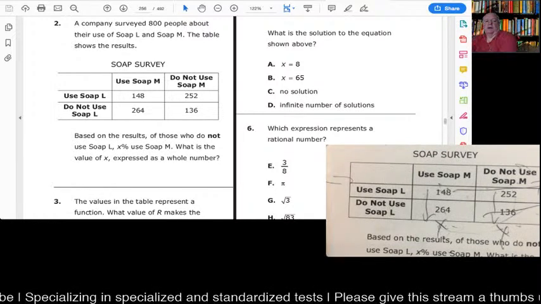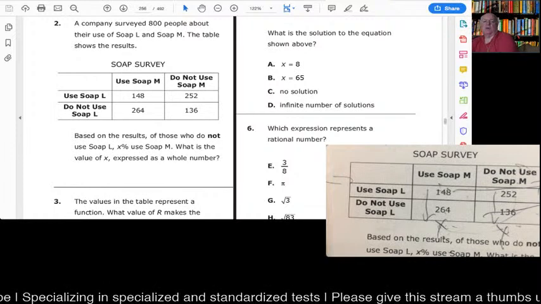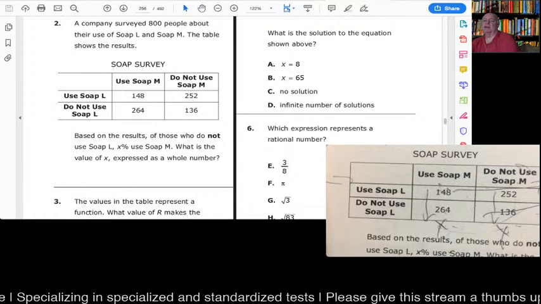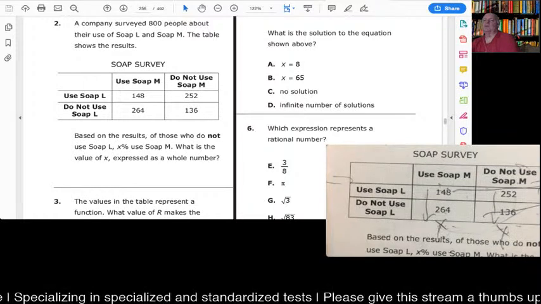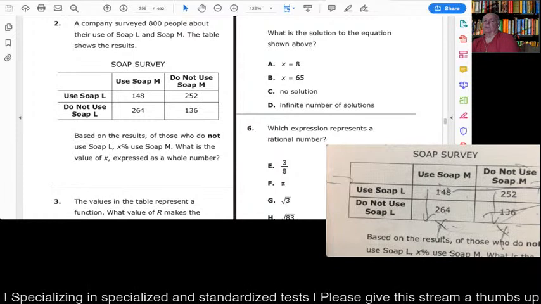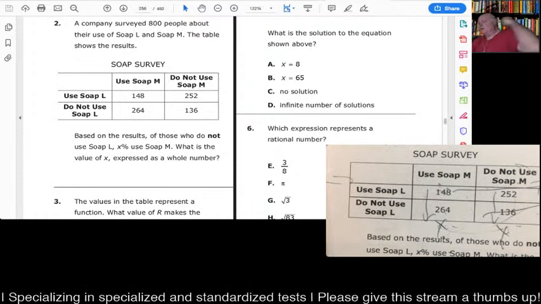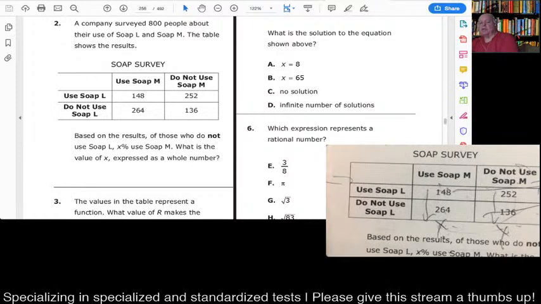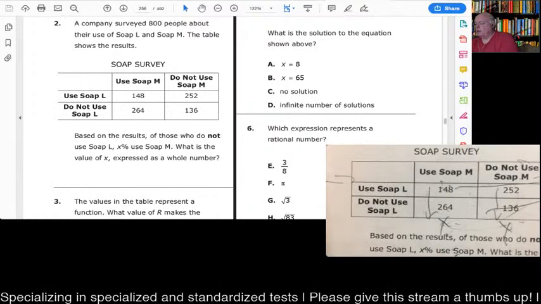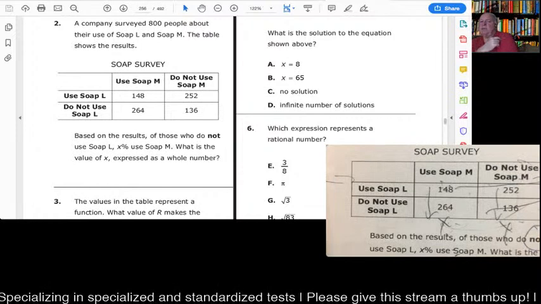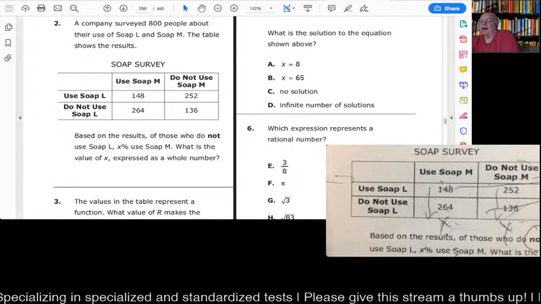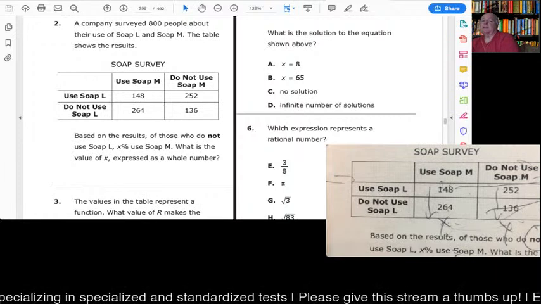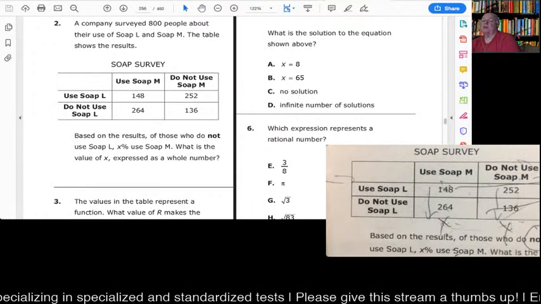Okay, based on the results of those who do not use SOAP L. So in a lot of cases on the SHSAT, they use the negative. Instead of saying who's doing something, they try to do a table flip to make sure you do the opposite. So it just makes it a little more logically complicated, but make sure you do that. And by the way, they've bold-faced that word. So it's like tapping you on the shoulder. Yo, we said not. Okay? So a lot of kids lose a point here. And it's not just a point, because it could be 5 points, it could be 20 points.